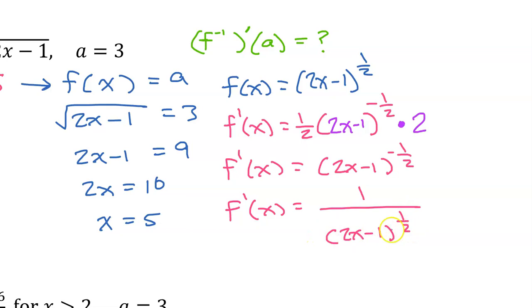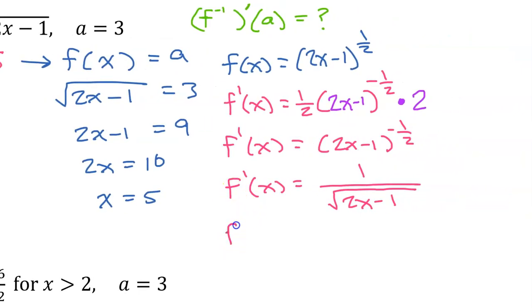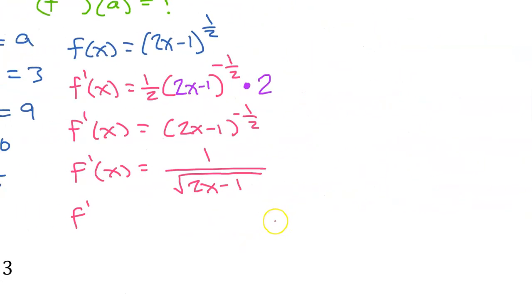But the 1/2 power is the square root. So actually, I'm going to put this as the square root of 2x minus 1. So this is f prime. Now, what did I say I was going to do? F prime at 5. So f prime, maybe I'll put another line.